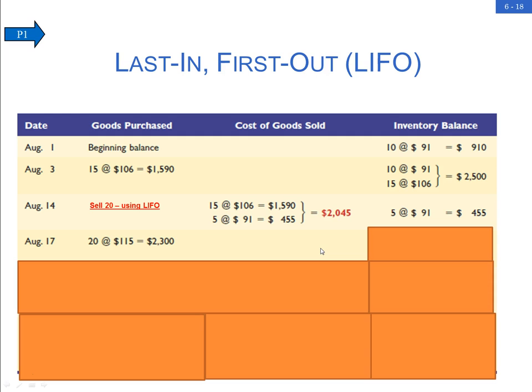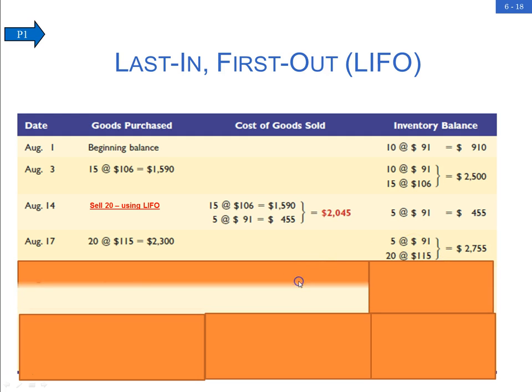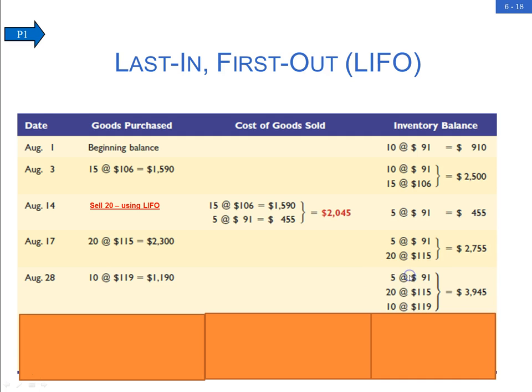Same exact numbers come in here, nothing different about the August 17th purchase. This is what's in our inventory afterwards, right? We buy 20 bikes at $115. We're just going to add those to what we already had in inventory, the 5 bikes at $91. August 28th, we're going to make another purchase. This is what remains in our inventory.